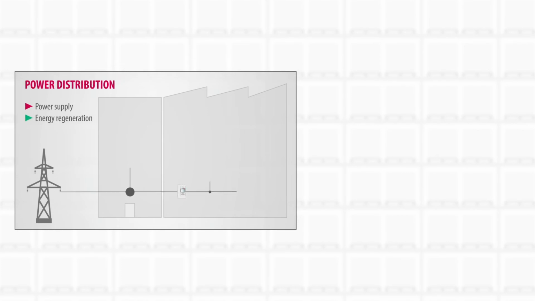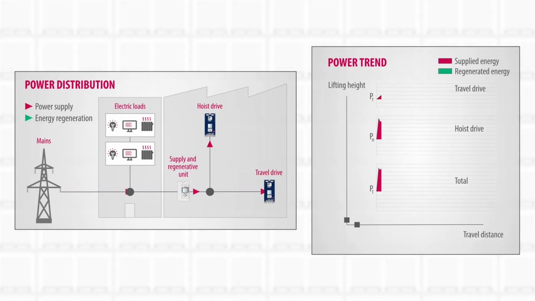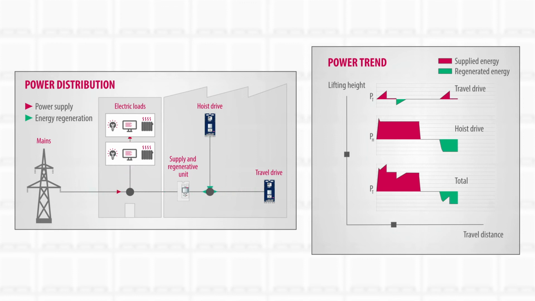Let's look at the power distribution in the network in parallel to the power trend. When motor energy is absorbed, it is taken from the mains. The energy that is generated in the lowering process is exchanged in the supply mains. This is the regenerated energy.